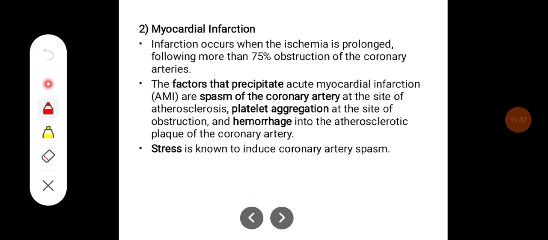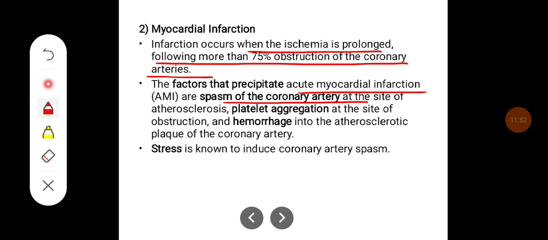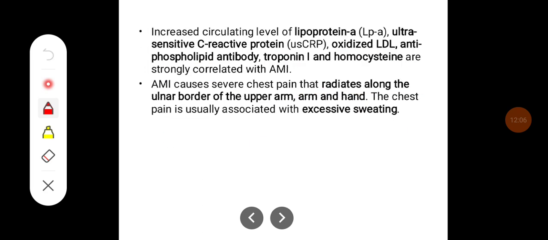Myocardial infarction occurs when ischemia is prolonged, following more than 75% obstruction of the coronary arteries. The factors that precipitate acute myocardial infarction are the spasm of the coronary artery at the site of atherosclerosis, platelet aggregation at the site of obstruction, and hemorrhage due to the atherosclerotic plaques in the coronary artery. Stress is known to induce coronary spasm.